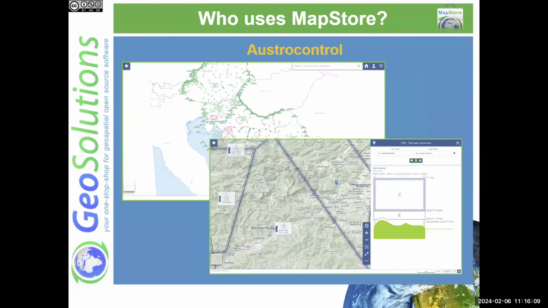Another example is Austro Control. Here the main focus is air navigation. So here the use of MapStore with some customization on the styling, plus some additional plugin added to the client itself.